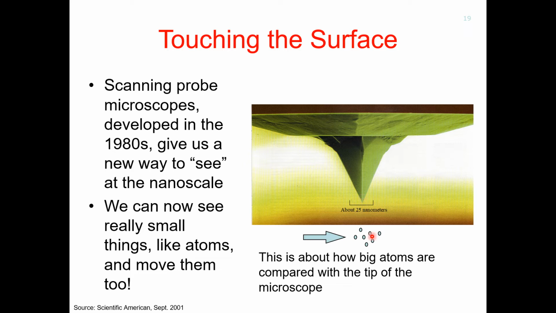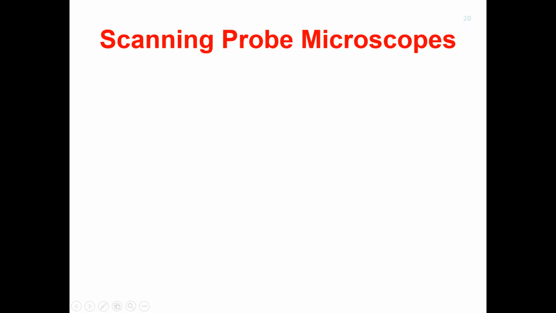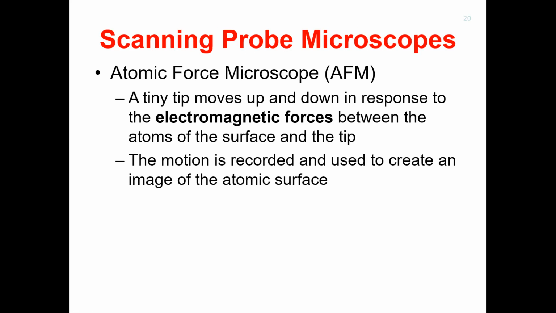This is about how big the atom is. Here you can see that with the help of this microscopy, we can not only see the atom, but we can also move the atom from one place to another place with the help of scanning probe microscopy. So scanning probe microscopes normally come in two types, as I already mentioned.